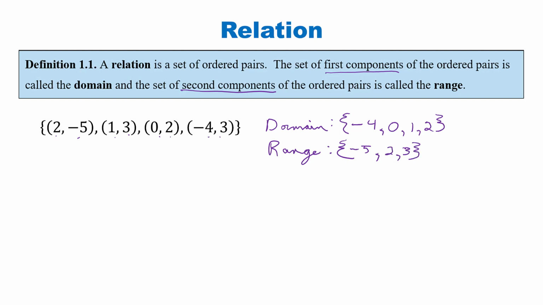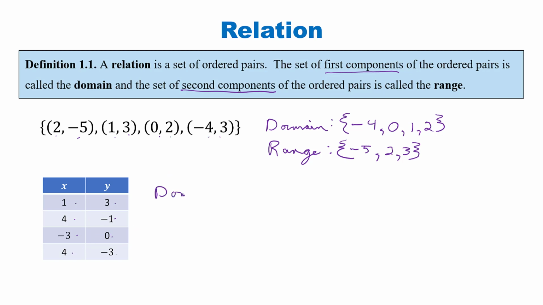And then let's look at one other example of a relation. This is in chart format. And so we have the ordered pairs (1, 3), (4, -1), (-3, 0), (4, -3). We can also find the domain here by looking at the first components of these ordered pairs. We have 1, 4, -3, 4 as first components. So it looks like we only need to list -3, 1, 4.